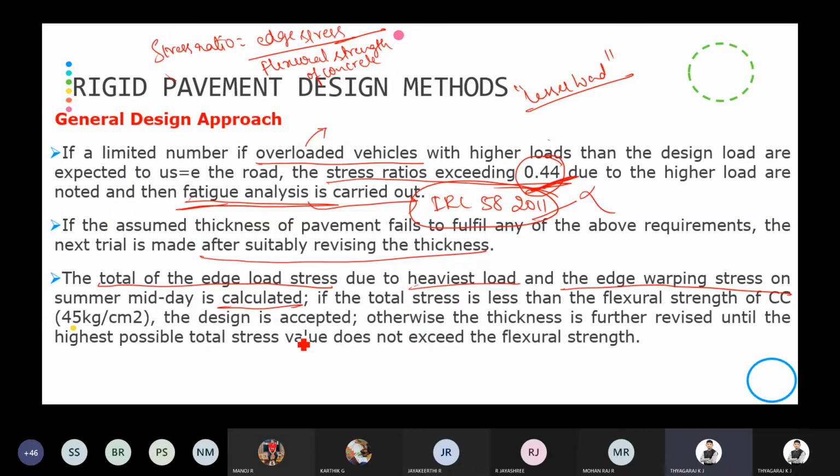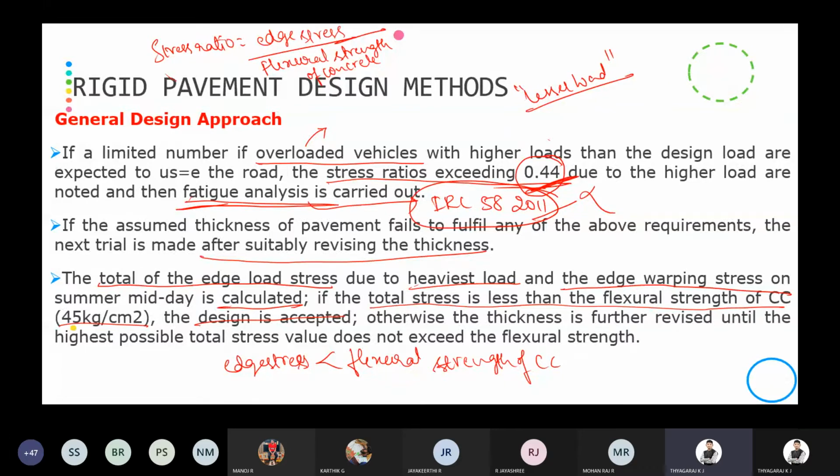And if the total stress is less than the flexural strength of concrete, that is 45 kg per centimeter square, the design is accepted. I told, right, if the total stress, that is the edge stress, is less than the flexural strength of cement concrete, then we can adapt the design and we can adapt the trial thickness.